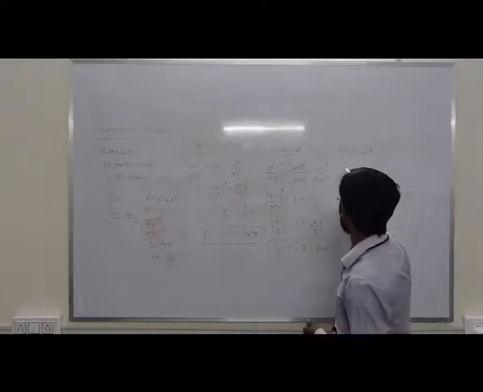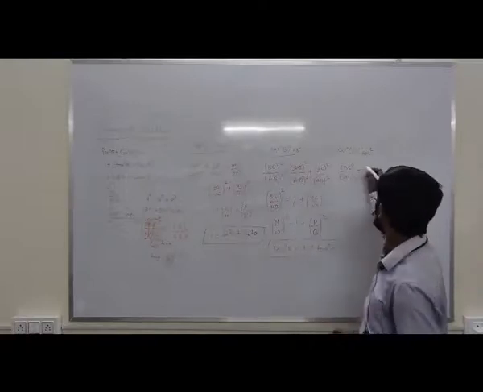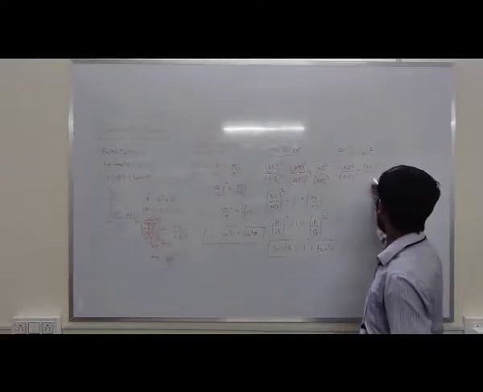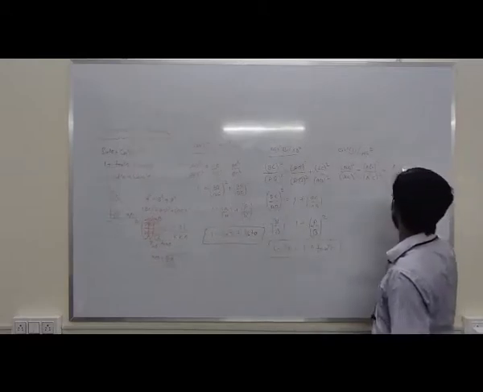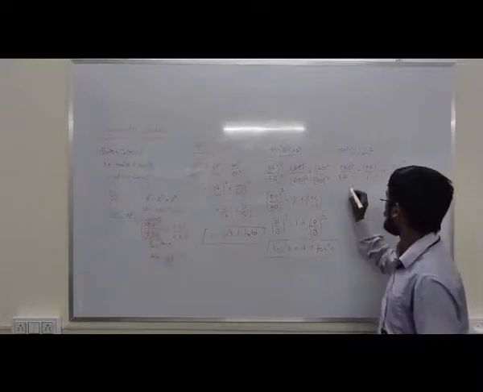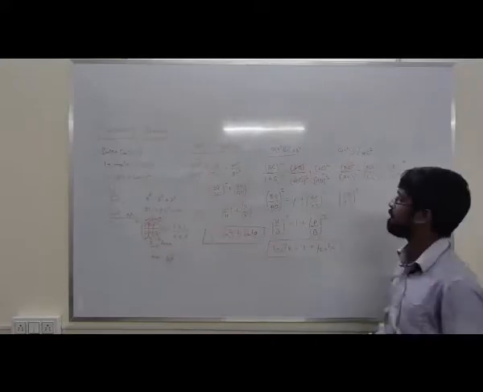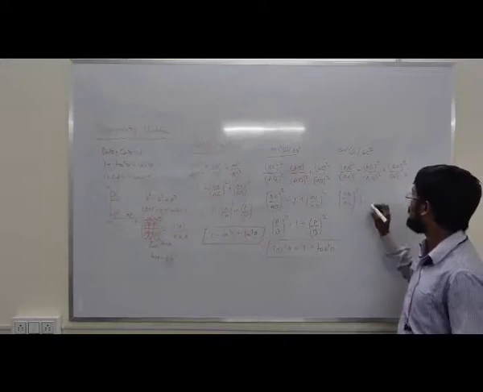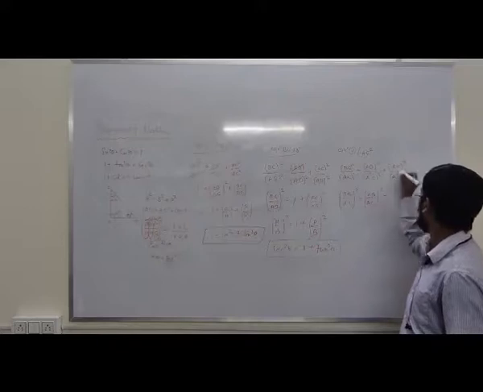Now for the third one, we have to divide this equation by AC square. So if you divide by AC square, what will you get? BC square divided by AC square equals AB square divided by AC square, plus AC square divided by AC square, which gets cancelled and becomes 1. So BC by AC whole square equals AB by AC whole square plus 1.